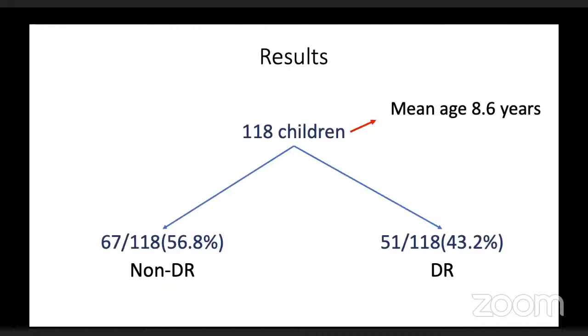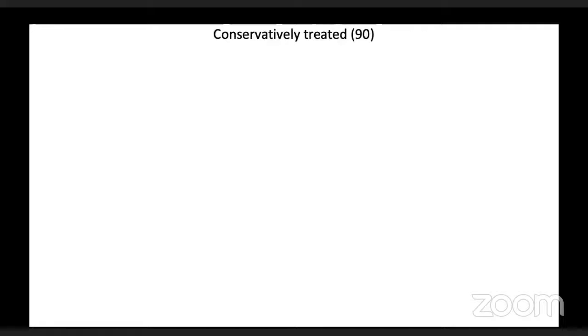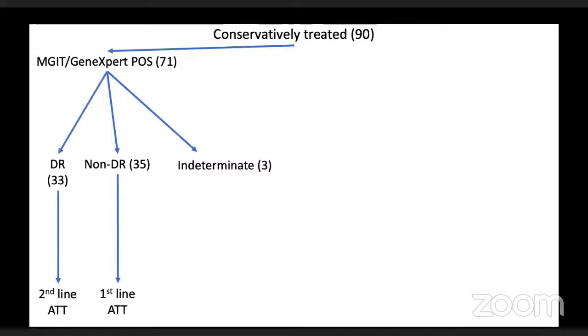Of 118 treated patients, 51 patients, that is 43.2%, were drug resistant. Of 90 conservatively treated patients, TB MGIT and GeneXpert were positive in 71 patients, in which treatment was given accordingly.